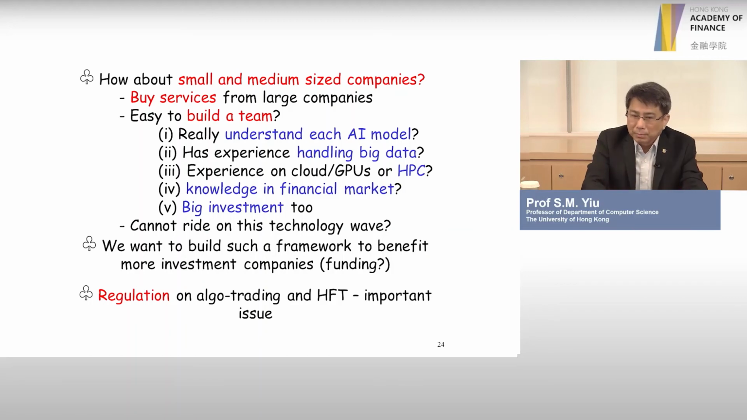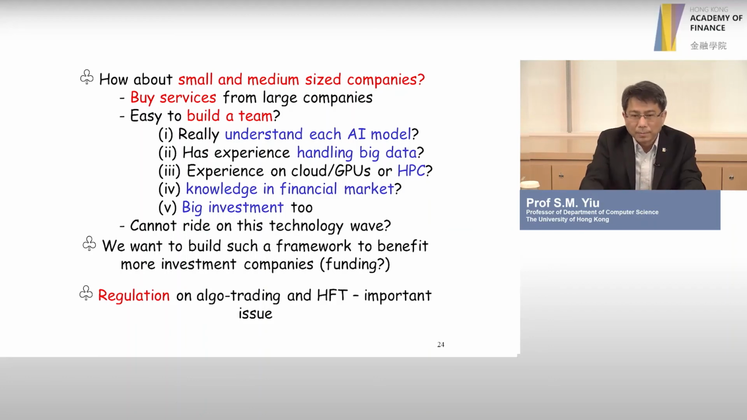And they need to use computer resources, experience on cloud, GPU, or some high performance computing. And of course, they also need some knowledge in financial market. Otherwise, they don't even know how to calculate the indicators. It depends on what you want to do. It might be a big investment as well. Now, the point is whether small and medium-sized companies cannot ride on this technology wave.